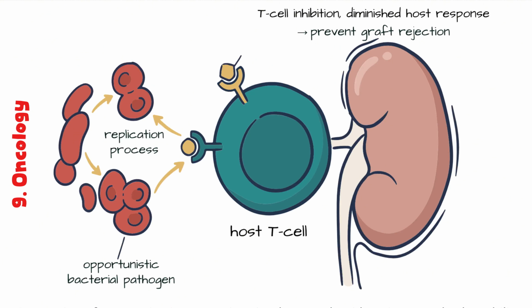Next, we have immunosuppressants. These drugs turn down the immune system on purpose, either to protect the transplanted organ from rejection or to stop the body from attacking itself in autoimmune disease. And the trade-off is the same every time. Infection risk goes up as inflammation goes down.